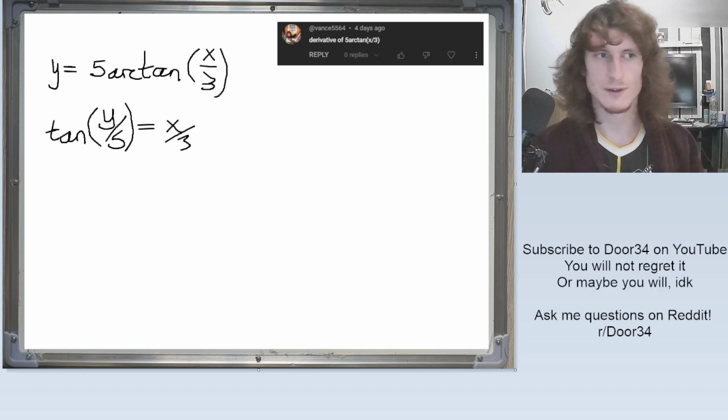So I got asked if I could take a look at the derivative of 5 arctan of x on 3, and what we're going to do here is use a technique called implicit differentiation. So basically this is just the chain rule for differentiation.